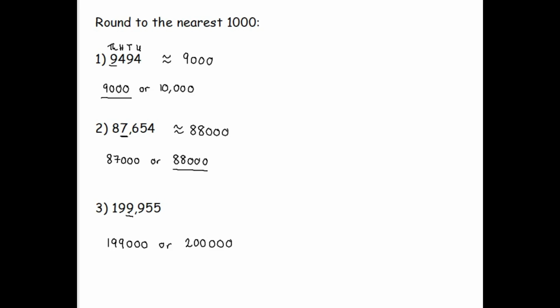So again, look at the column after our 1,000, so into our hundreds column. It's a 9, so 5 or more, we round up. So it's going to be 200,000. So 199,955 is approximately equal to 200,000.